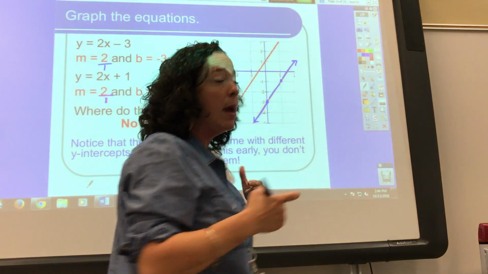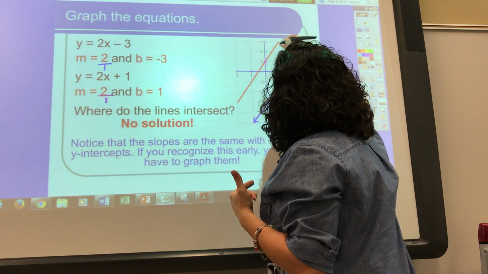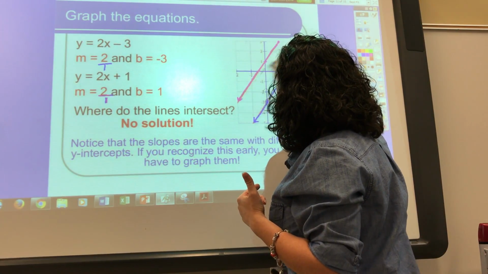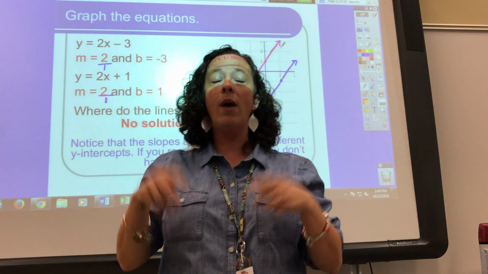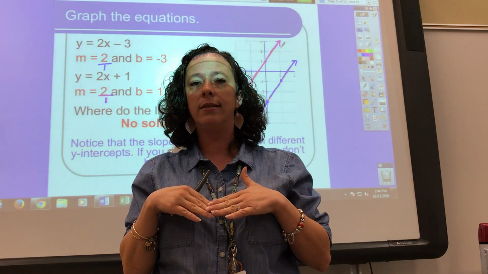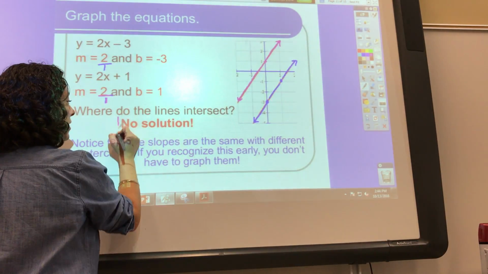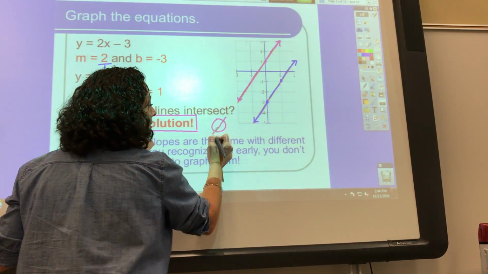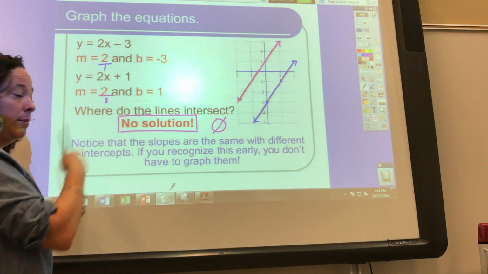They have the same slope, but different y-intercepts. So the y-intercept is 1, up 2, over 1, boom, boom. Oh my goodness, they are parallel lines. So the solution of a system of equations is the intersection point. Is there one here? No. So the solution is no solution. The symbol for that is this. If you want to use that symbol, that's great. You do need to be aware of that symbol.